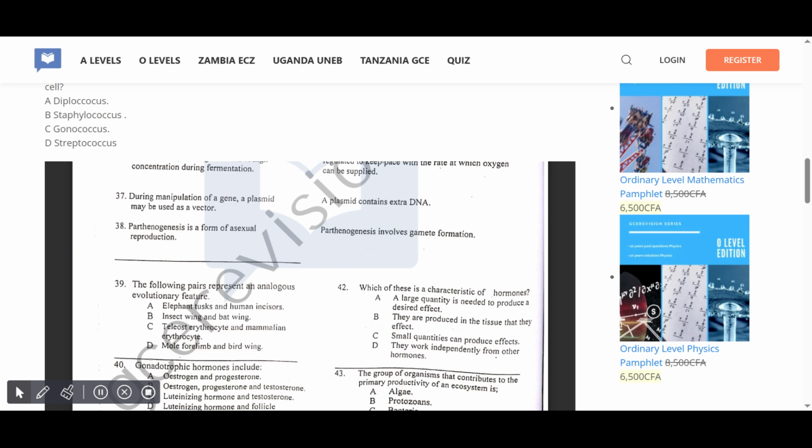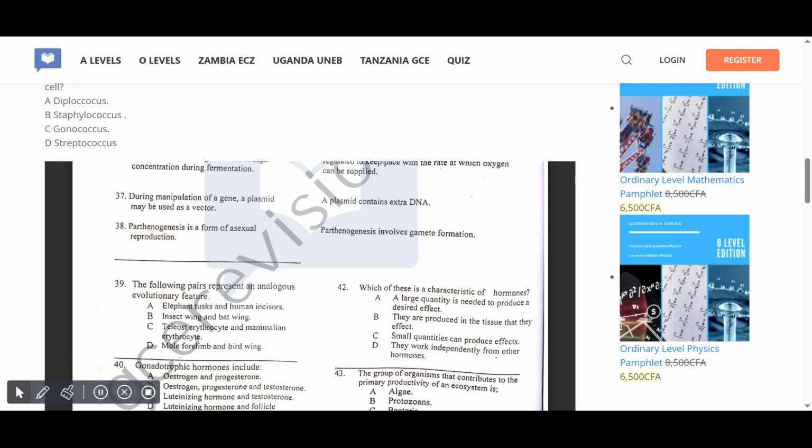The following pairs represent an analogous evolutionary feature. The answer is C.